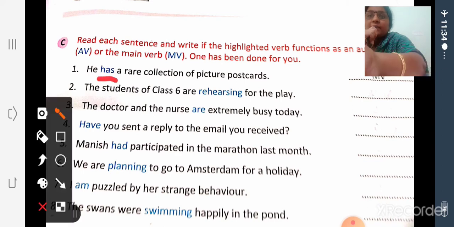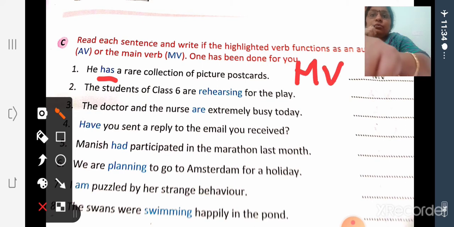Here has is used as a main verb. There is no other main verb here. Look at the sentence: He has a rare collection of picture postcards. No other main verb is there, so has is the main verb in that sentence.